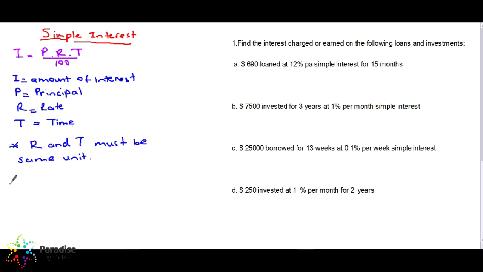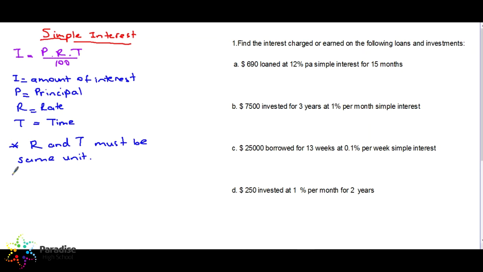There is only one important rule here. You have to be very careful. Rate and time must be the same unit. If the rate is per annum, then the time must be in years. If the rate is per month, then time has to be in months. If the rate is per day, then the time has to be in days.